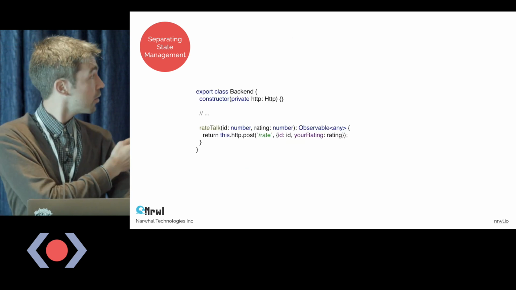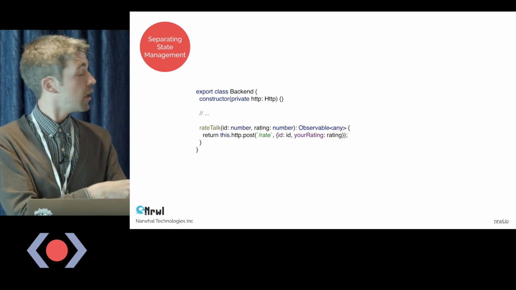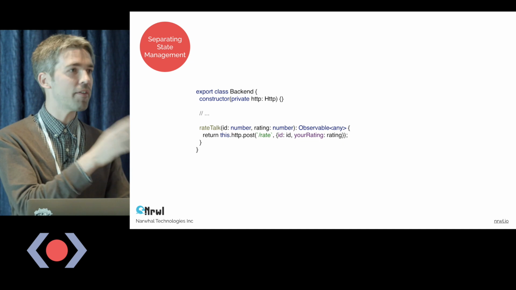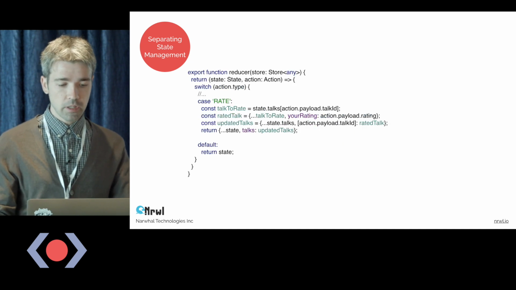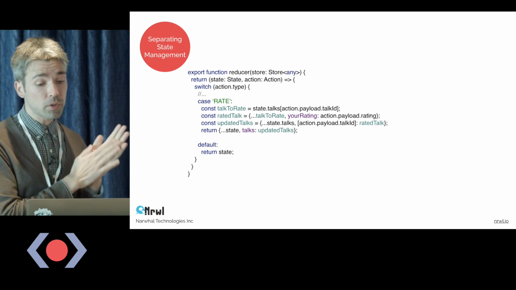That's what our backend class looks like right now. As you can see, just a thin wrapper around HTTP. In many cases, you can just inline it. You don't have to have it at all. So store is built of reducers. That's an example of a reducer that our store would be built of.